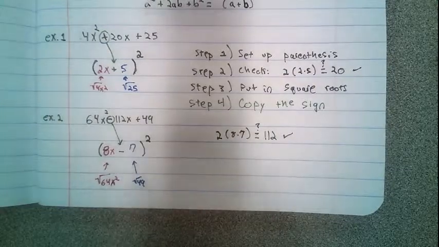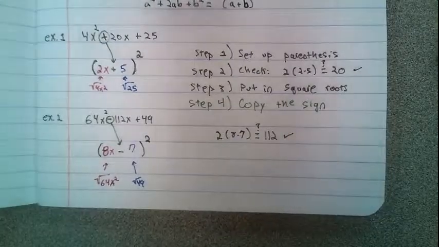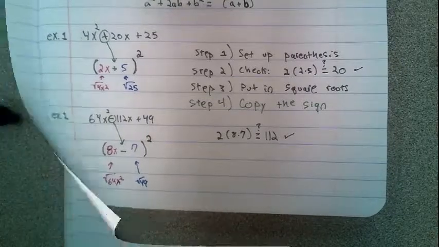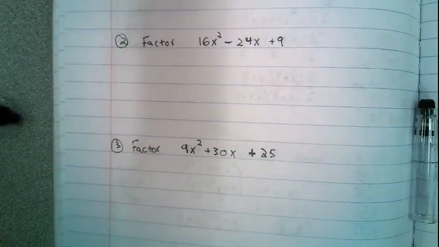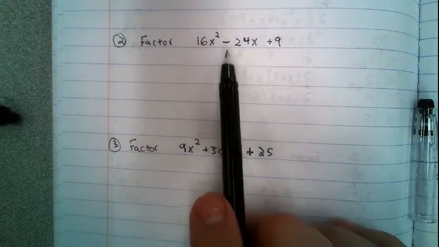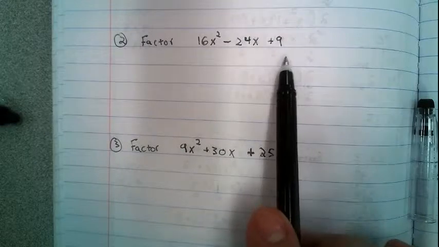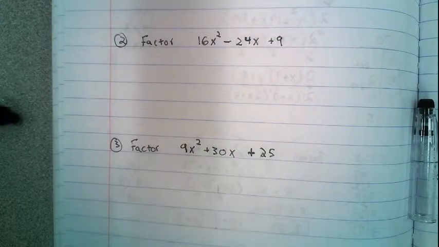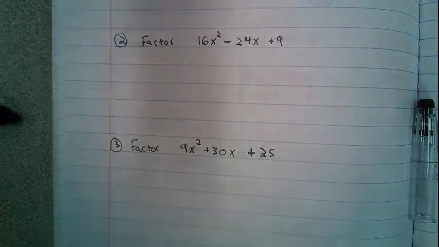And that's it for factoring special cases. There are some on-your-own problems that I want you to do, and then you can move on to the practice. So on the left side, I want you to continue practice problems and do 16x squared minus 24x plus 9, and then factor 9x squared plus 30x plus 25. And that's it for this entry.